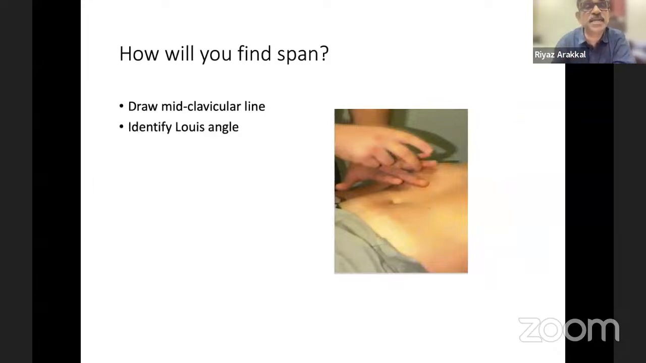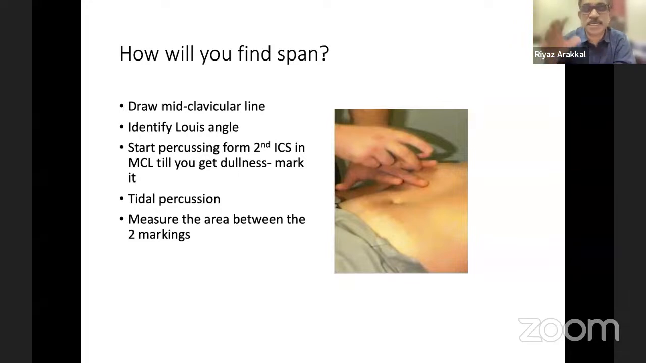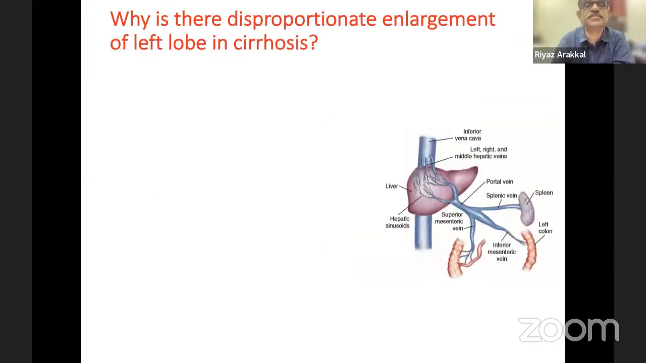You draw the midclavicular line, identify the angle of Louis, start percussing till you get dullness. Then you mark it with the chalk. Then confirm that it is a liver by tidal percussion. Mark the area between the two markings. That is the span of the liver. Okay, so that is how you find out the span of the liver.